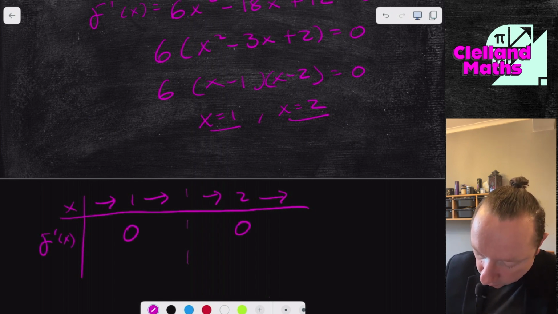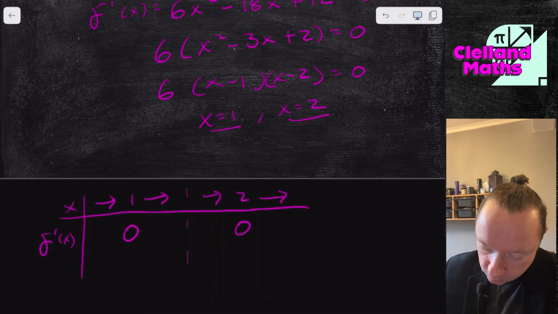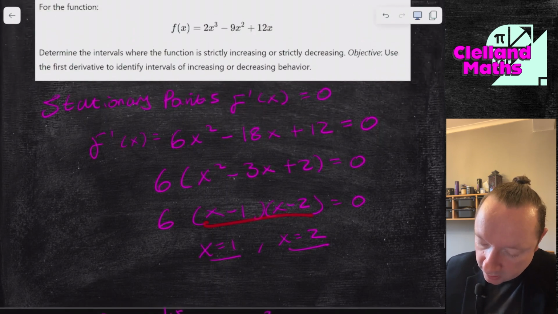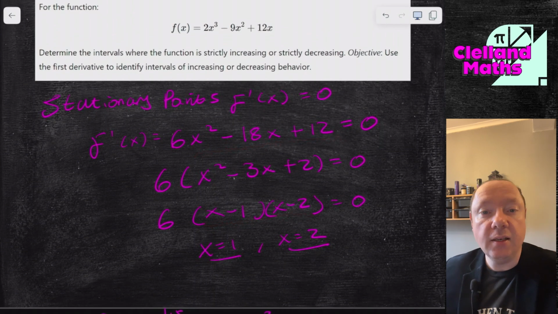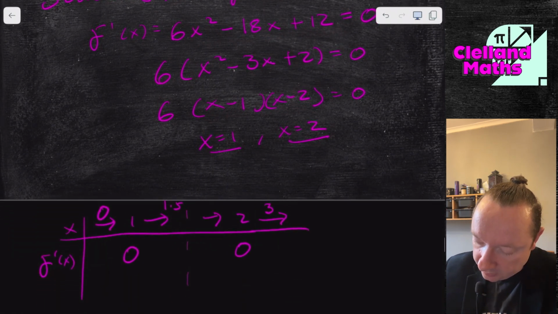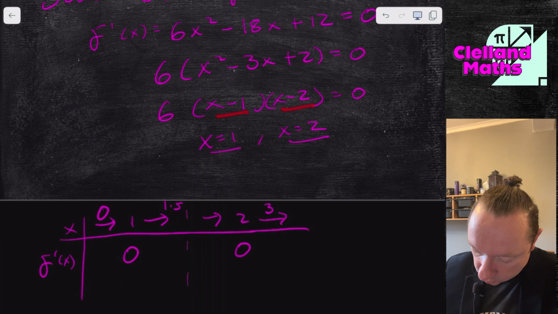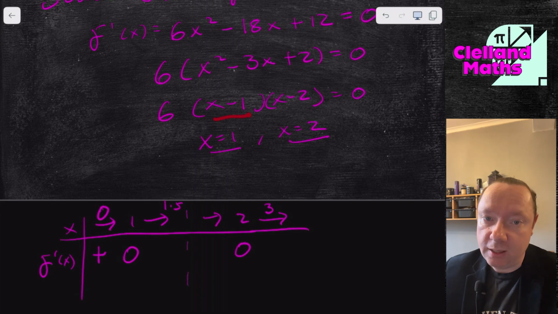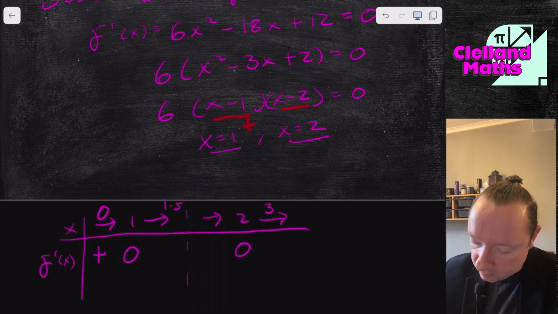So picking a number which is less than 1, let's just pick 0. Picking a number between 1 and 2, let's pick 1.5, and then picking a number after 2, let's pick 3. So subbing into here, you could sub back into here, but it's much easier to do it from the factorised version. If I pick 0, you get -1 times -2, which is positive. So it's positive before 1. If I pick 1.5, 1.5 minus 1 is 0.5, well that's positive, but 1.5 minus 2 is negative. Positive times a negative is a negative, so it's minus in between.